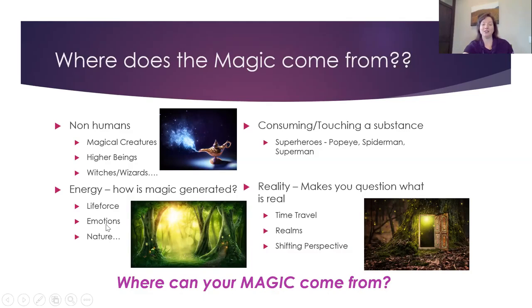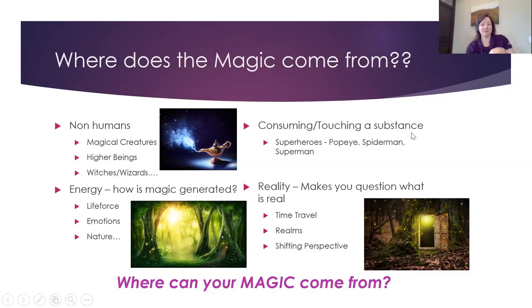Nature, elemental magic is in lots of books. So you could use fire and wind, water and earth. What about consuming or touching a substance? This one's a lot of fun and something that people don't always think about as magic, but it kind of is. Do you guys remember Popeye? Does anybody know what he eats? That's right, he eats spinach. He eats spinach and he gets really strong, right? And that's a kind of magic. So it can be something simple. Spinach is something you might even have in your fridge today, whether or not you like it, right? It doesn't have to be super complicated.